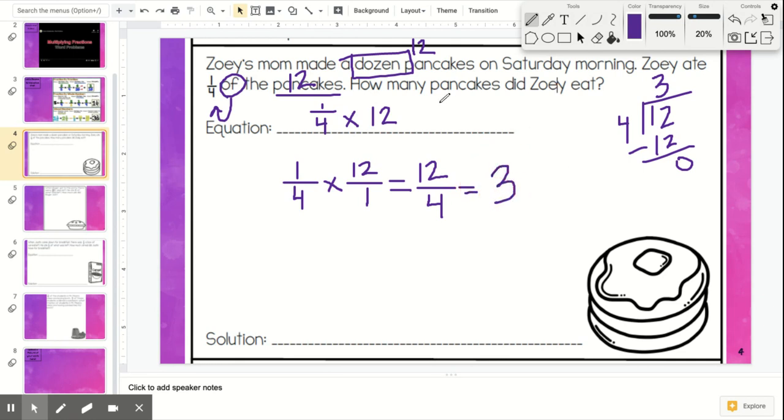3. So if we go back and look at the question, we need to make sure we answered it. How many pancakes did Zoe eat? Zoe ate 3 pancakes out of the 12 that her mom made her. So 3 pancakes is our final answer. Please make sure you wrote this work down in your notebook. Okay, let's see another example.